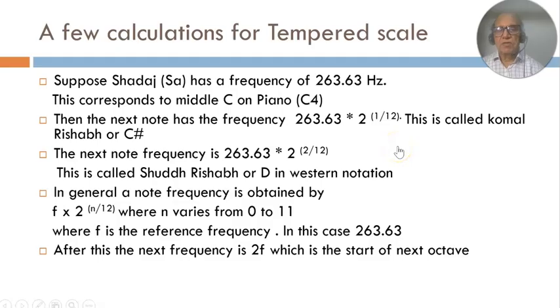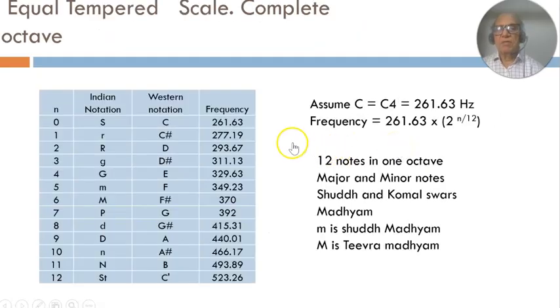Okay, so to take a look at all the frequencies, let us take a look at this table which shows all the notes in one octave. So here I have shown the number n, which is useful for calculating the frequencies. So it starts from 0, goes up to 11 and goes up to 12, but when n is equal to 12, that is the start of the new octave.